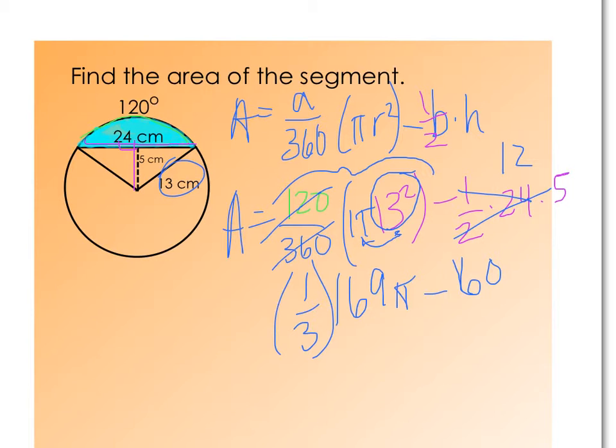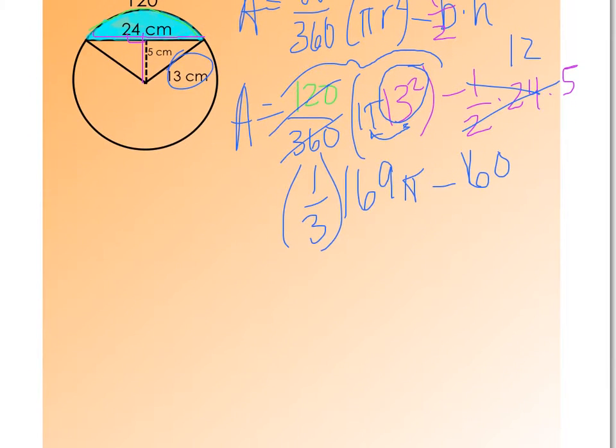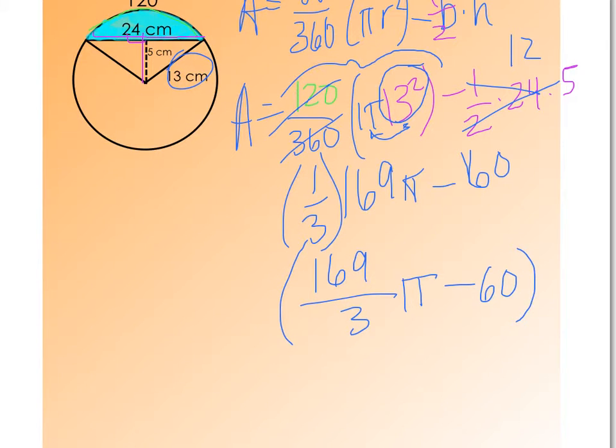So now, the simplified version of this, if I was to leave it as an improper fraction, or in exact form, I would have 169/3 pi minus 60, and then I would put the whole thing in parentheses with centimeters squared behind it to show that both parts of this are centimeters squared.